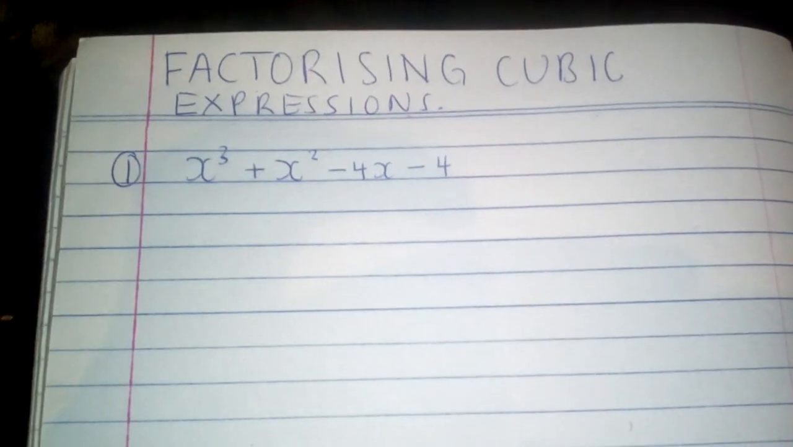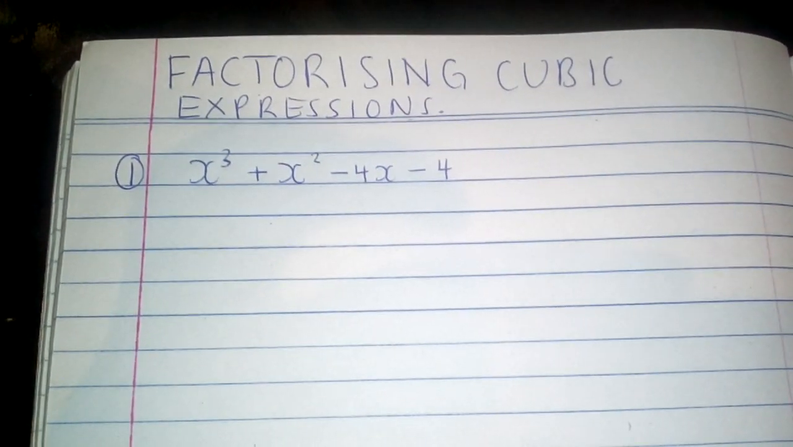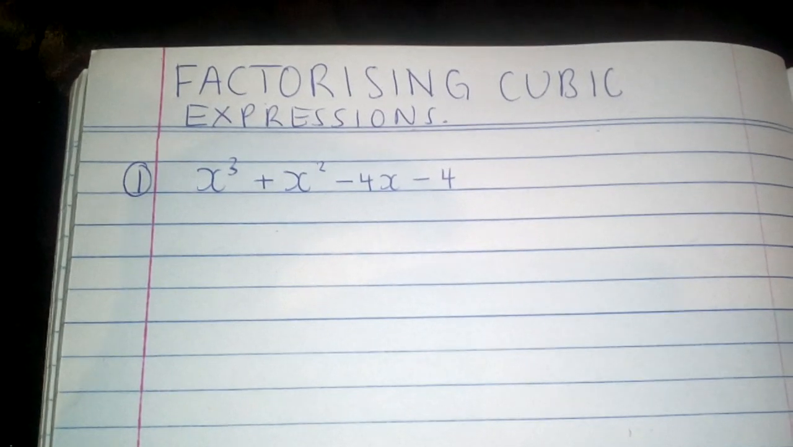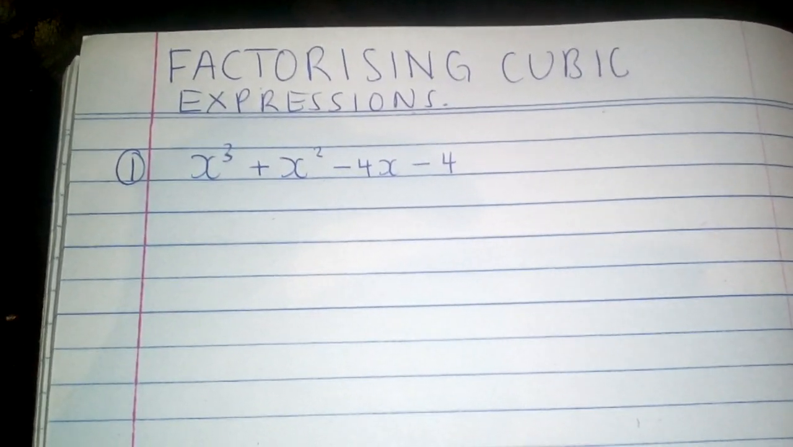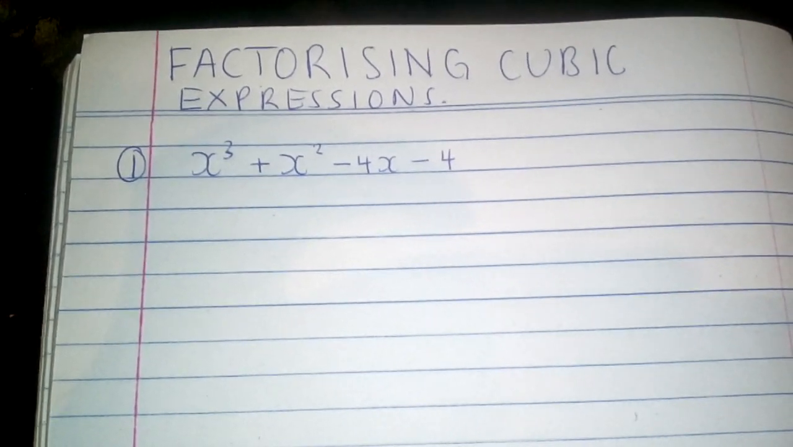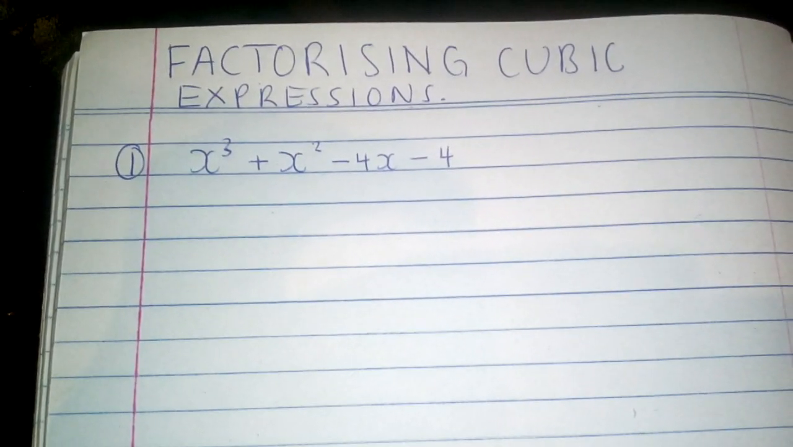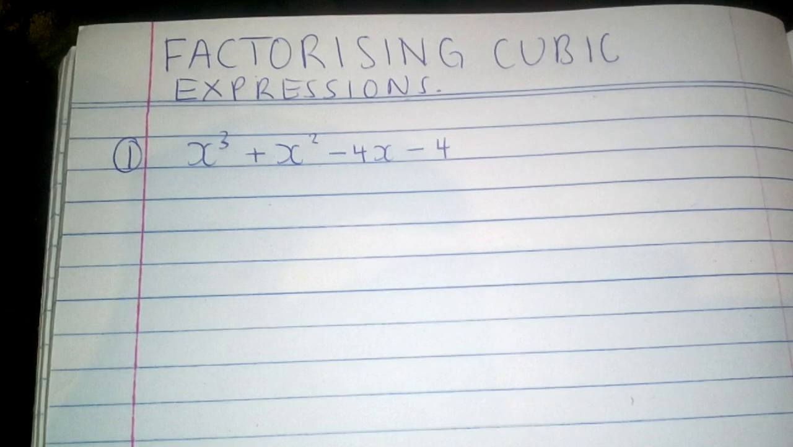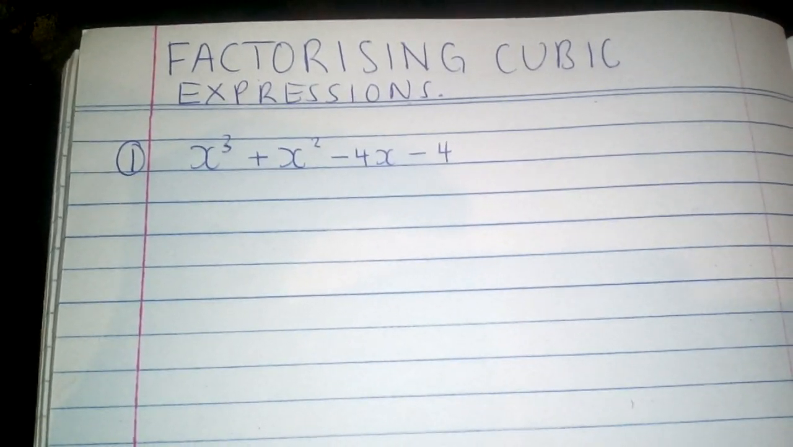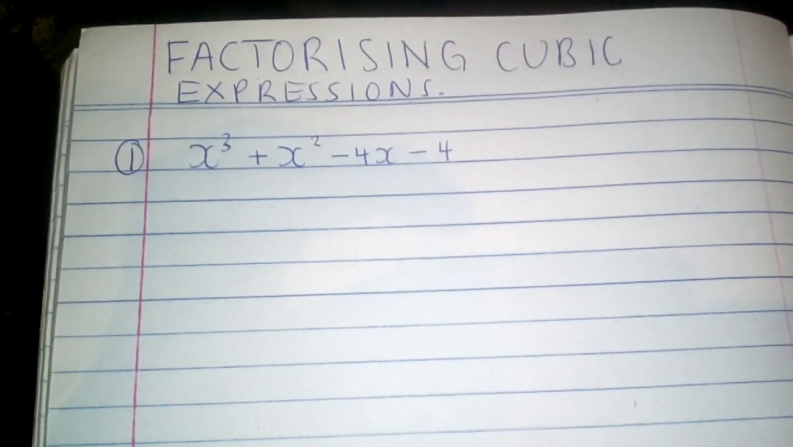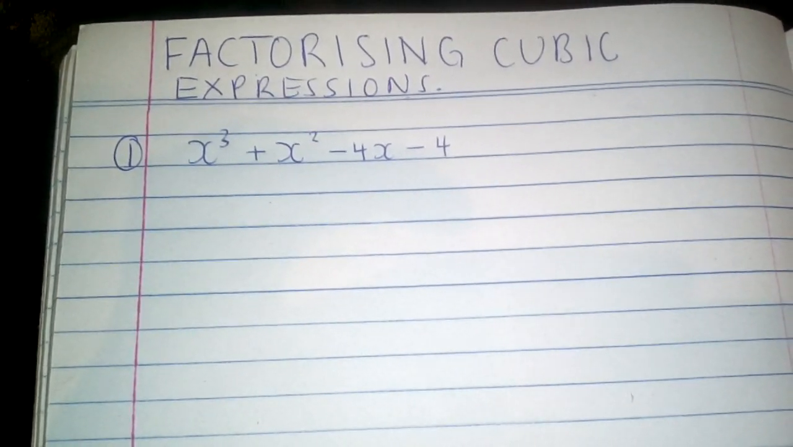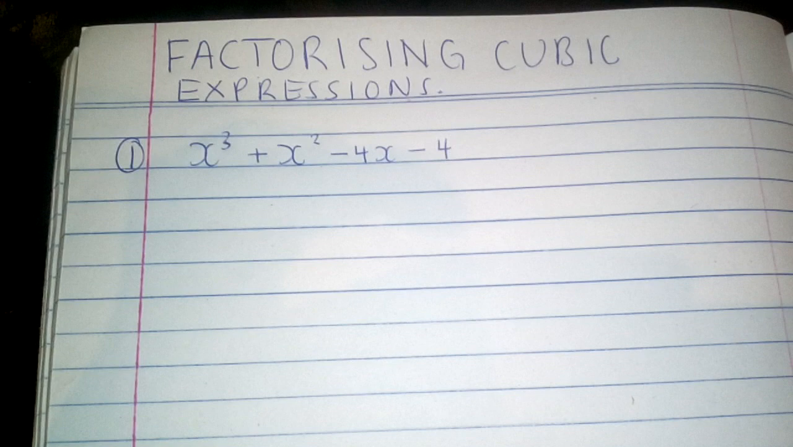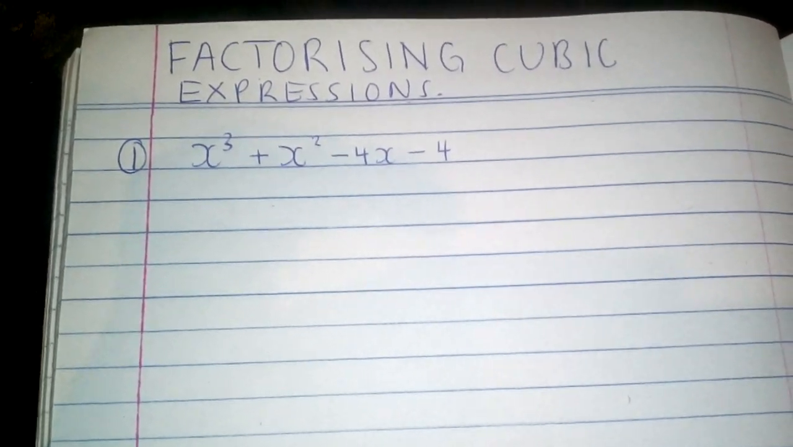Today we are factorizing cubic expressions. We are going to use two methods. We shall start by grouping, and in case the question fails to group, then we shall shift to trial and error on the factors of our constant values.